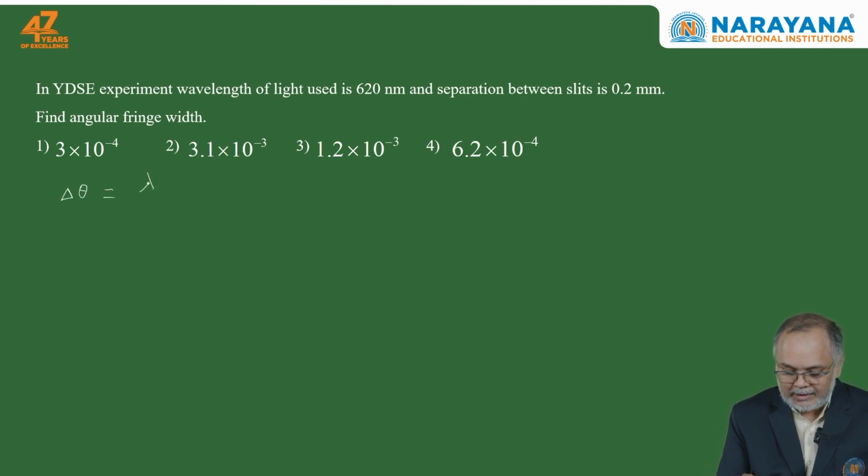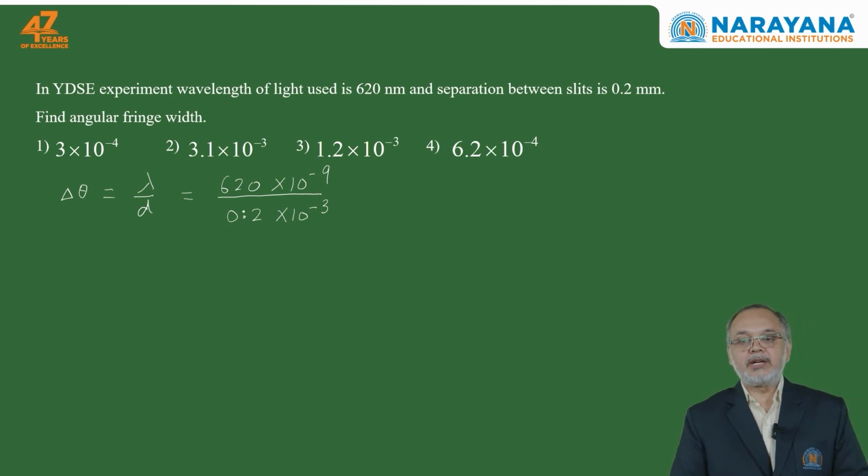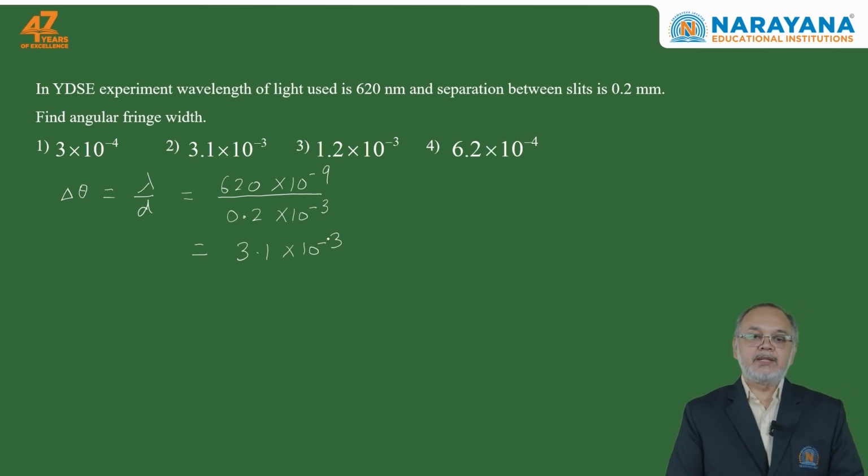This is equal to lambda by d. The value of lambda is given here, that is 620 into 10 to the power minus 9 meter upon 0.2 into 10 power minus 3. This is the value of small d. So from here we will get the value of angular fringe width. If you solve it, you will get this value, 3.1 into 10 power minus 3.